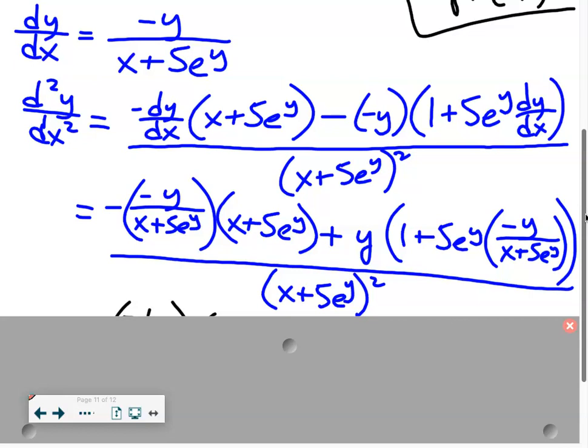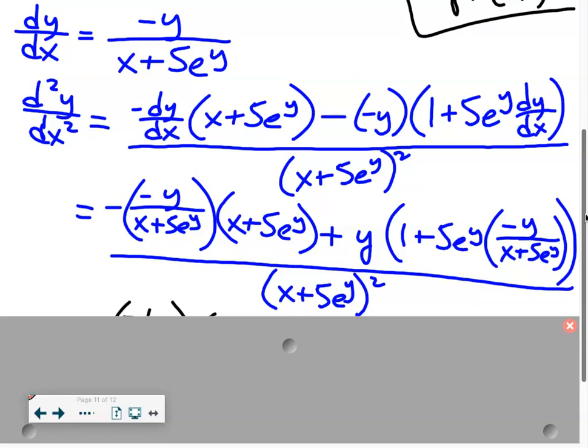Yes, Nisha. Would it be okay to just multiply the first derivative by itself? Because on the other side, would you just take dy dx and multiply negative y over x plus 5 to the y by itself? Did you get 1 over 25 squared at the end? I did. Okay, I have to look and see what you're doing. I don't know if I can follow it verbally.